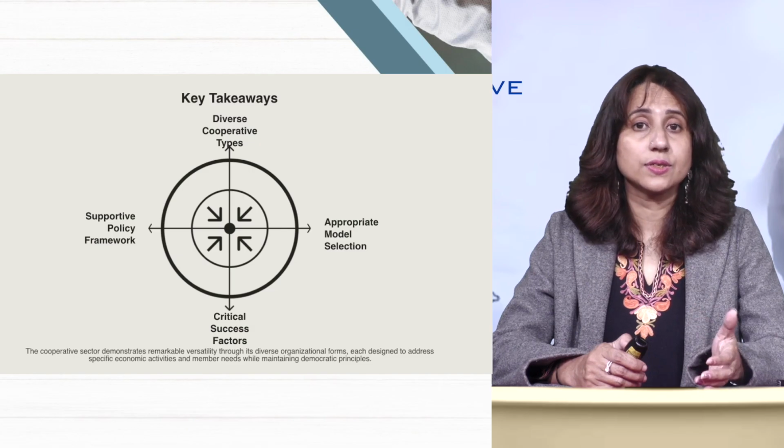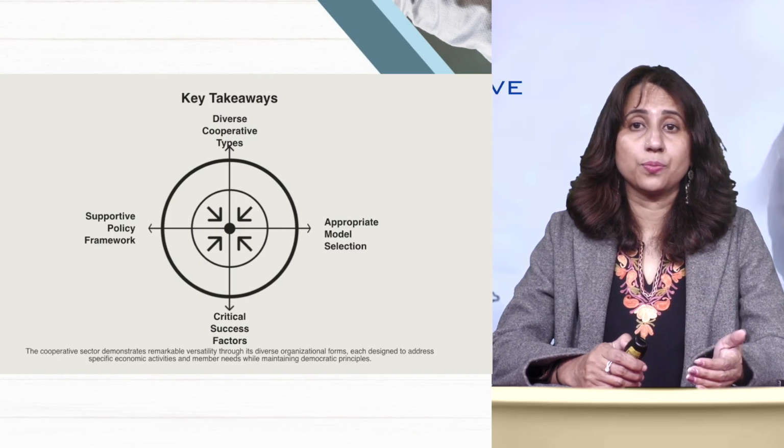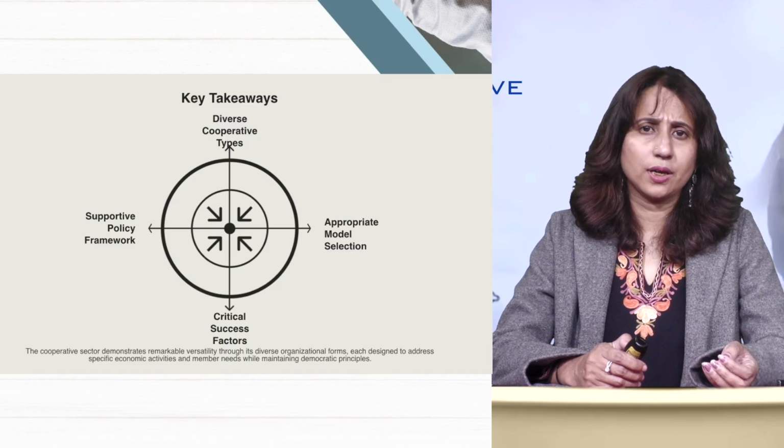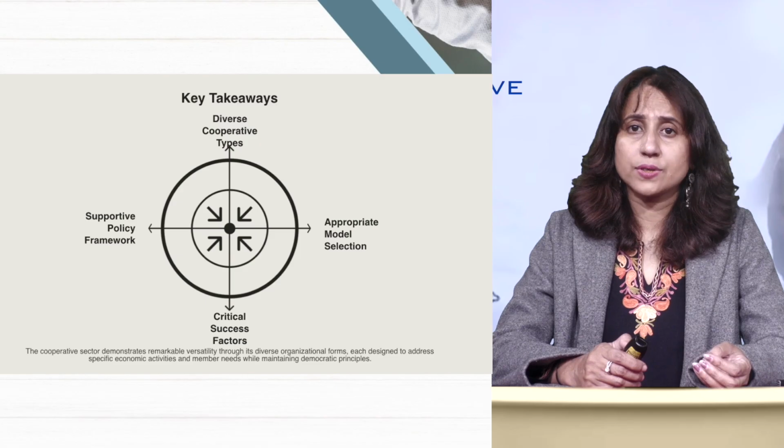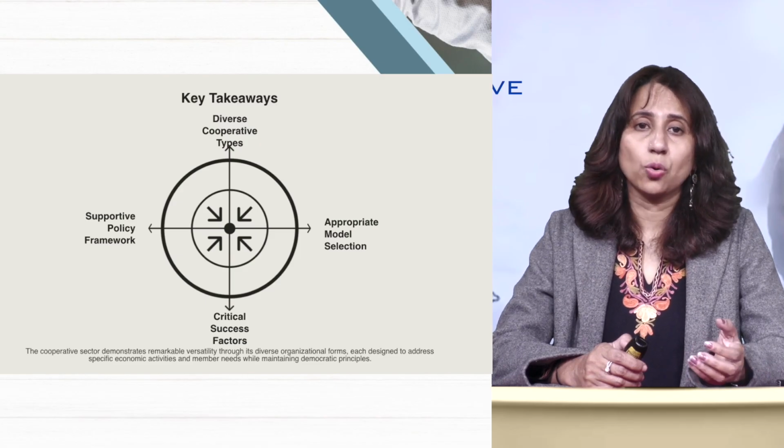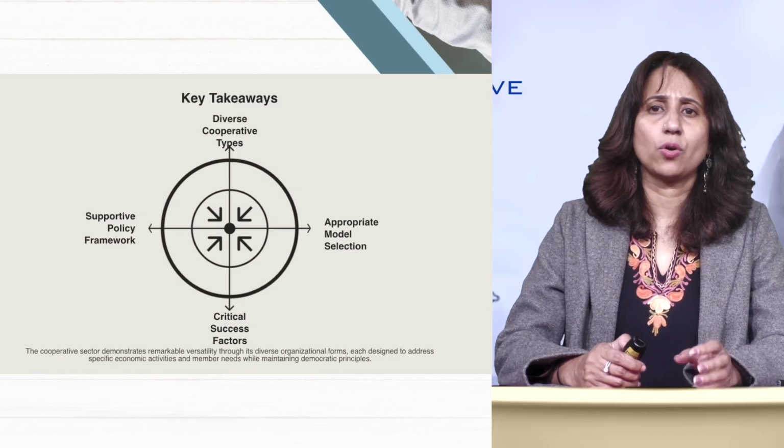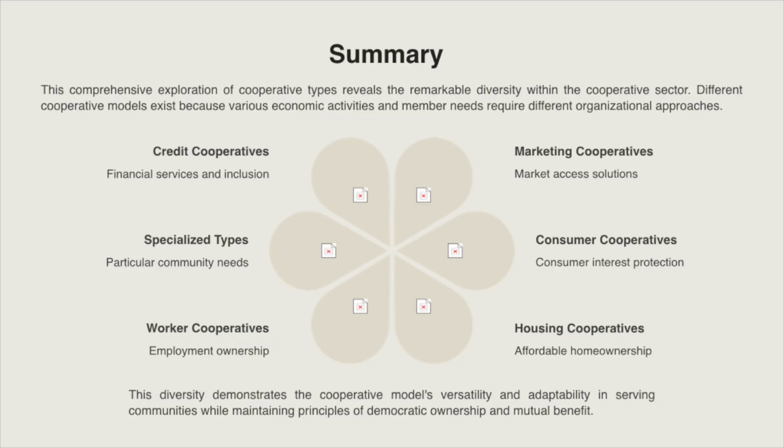cooperatives address financial services. Marketing cooperatives solve marketing access problems. Consumer cooperatives protect consumers' interests. Housing cooperatives enable home ownership, and so on. So this diversity demonstrates the cooperative model's versatility. The cooperative sector's diversity is its strength, enabling collective action across virtually all economic activities while maintaining democratic values and social purposes. As India pursues inclusive development, understanding cooperative types and their potential remains essential for building an economy that serves all the citizens rather than concentrating benefits among a few.